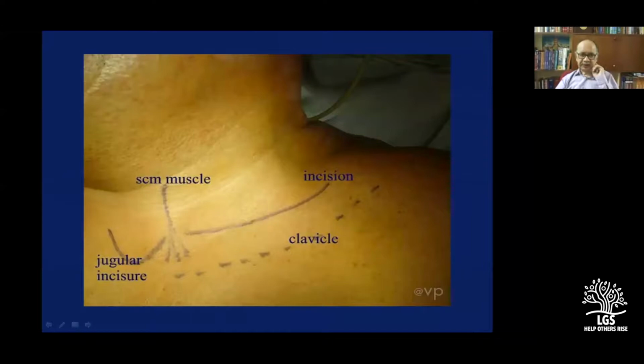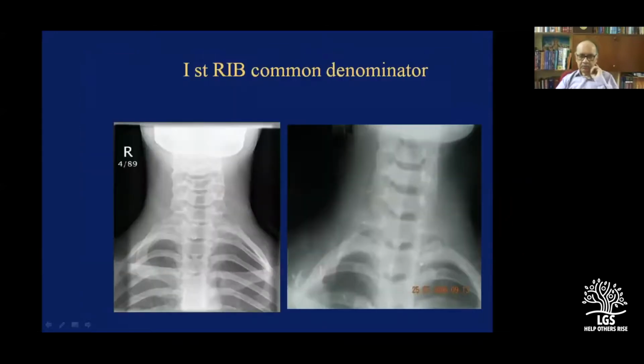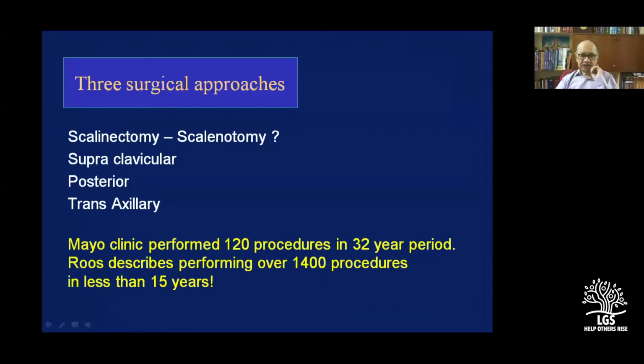And this is a supraclavicular approach, 8 centimeter. The sternocleidomastoid muscle. You have an incision from the medial side to the lateral side, and the clavicle is just about 1 centimeter below that. We'll show you a video of how to operate scalenectomy supraclavicular. Mayo Clinic performed 120 procedures in a 20-year period.